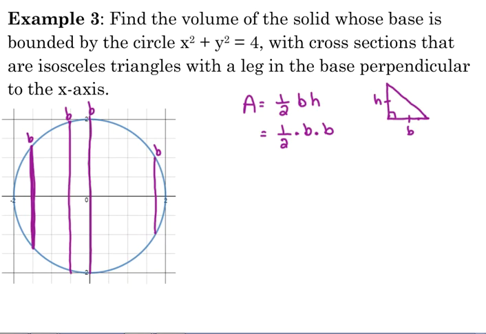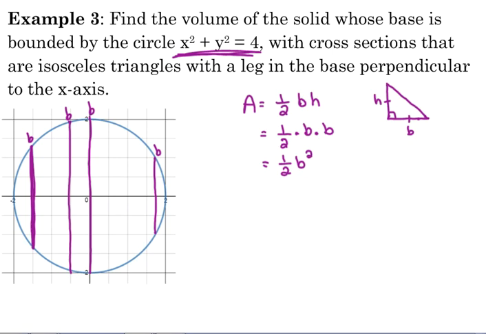So we need to come up with an expression for the base. And if you want to, you can write that as base squared. Base times base is base squared. We need to come up with an expression for that base that is related to our curve, because that's what's dictating the base. The base is not always the same length. It depends on where it is in this circle. So let's go to the equation of our circle here. We've got x squared plus y squared is equal to 4.